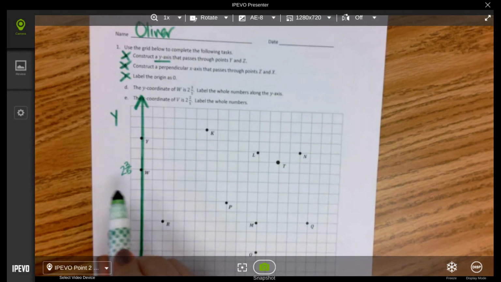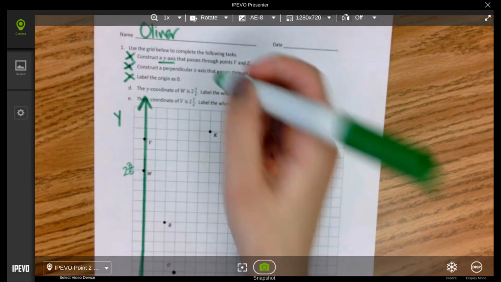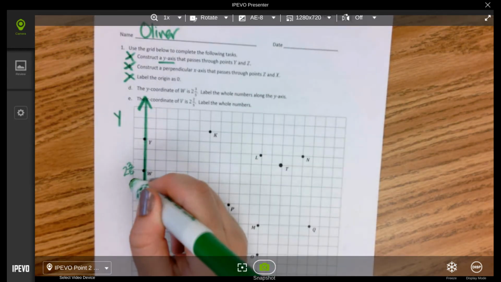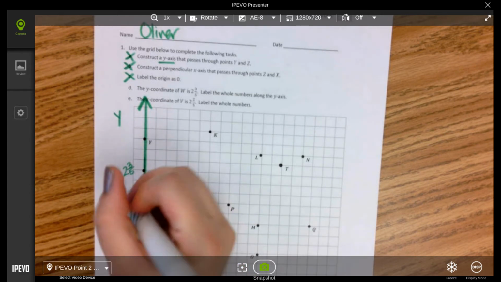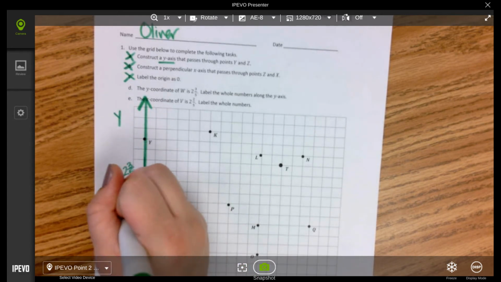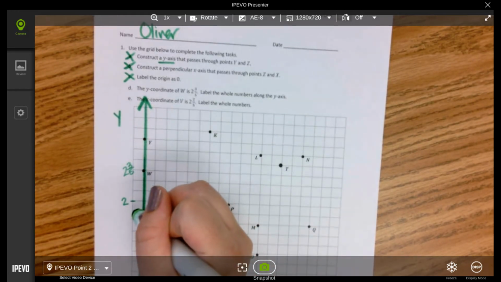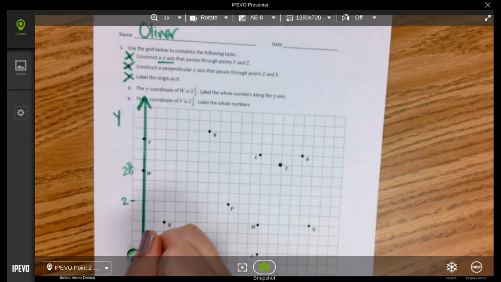So what I can tell from that is we are counting by fifths on this graph. All right, label the whole numbers along the y-axis. So if this is 3/5, this would be 2/5, this would be 1/5, and this would be 0/5. So right here would be 2. All right, so 4/5, 3/5, 2/5, 1/5, 0/5, right here would be 1.